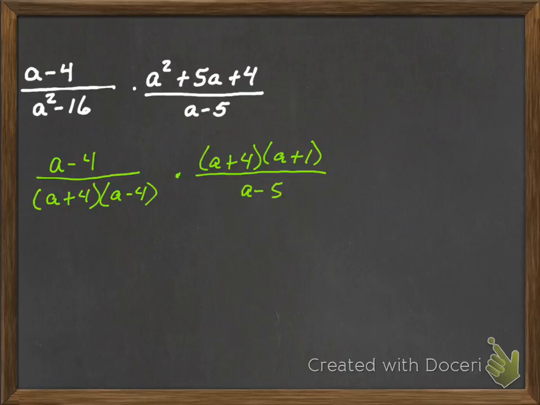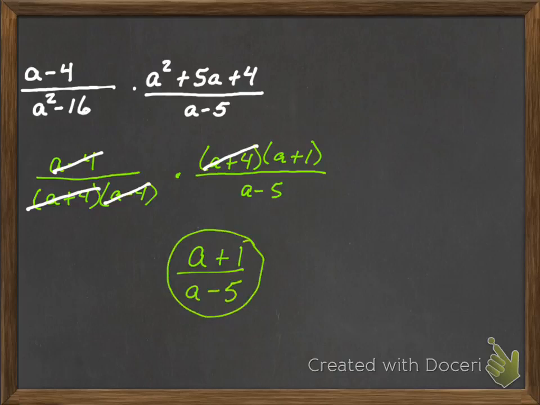So now we can cancel like factors. We have an a plus 4 in the numerator and denominator. We have an a minus 4, and nothing else will cancel. We are left with a plus 1 over a minus 5. Now remember that these a's are not factors, which means they do not cancel with each other. An a plus 1 will only cancel with another a plus 1.